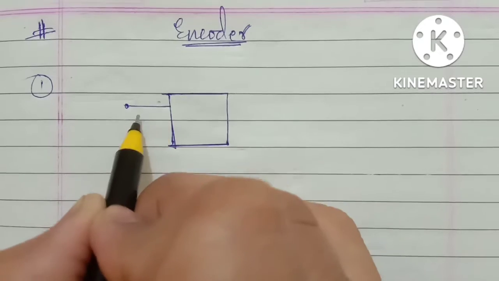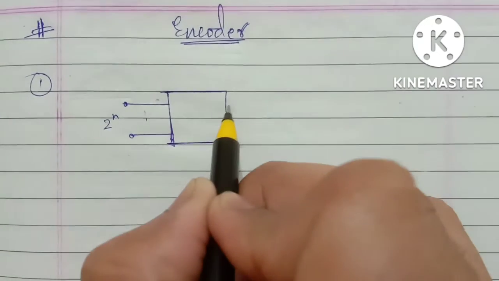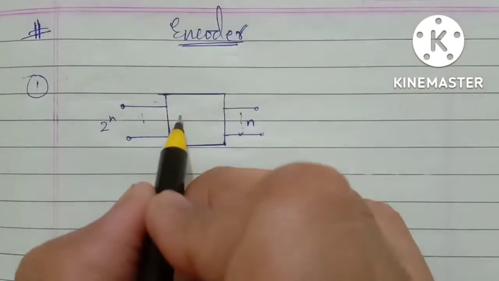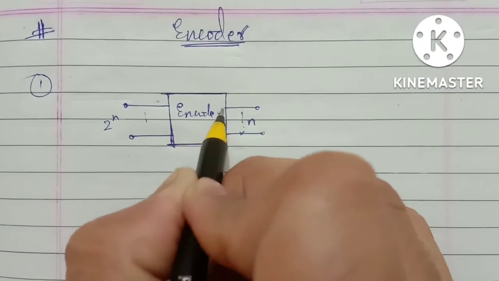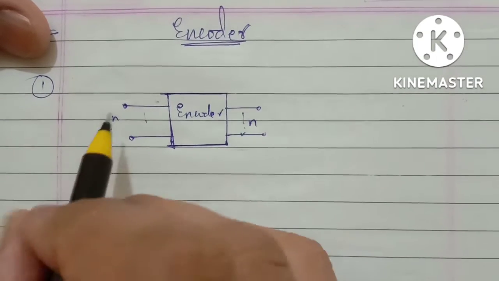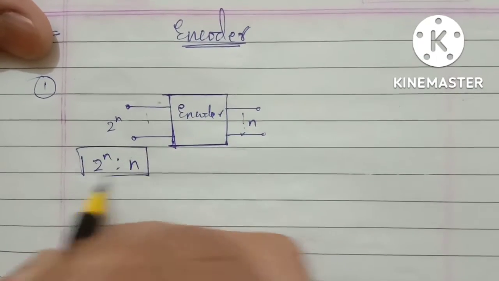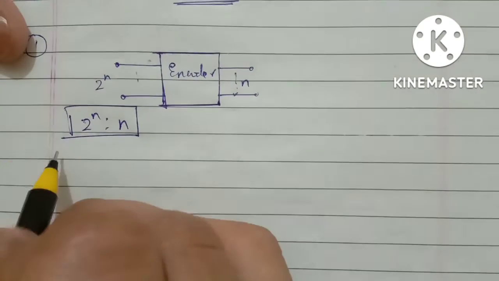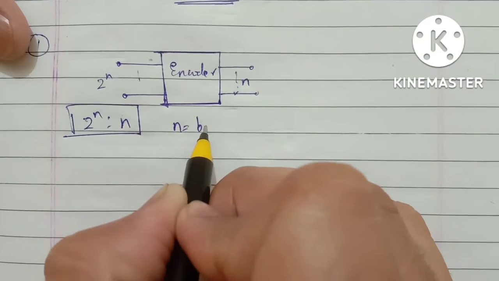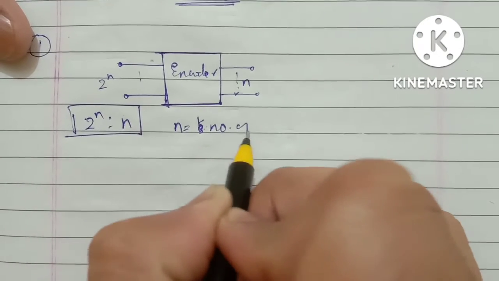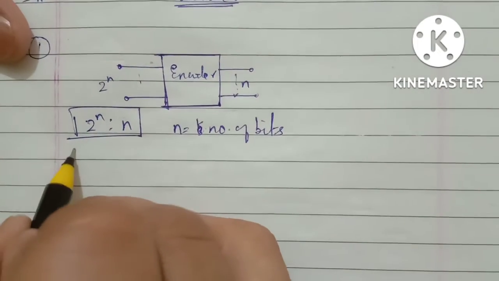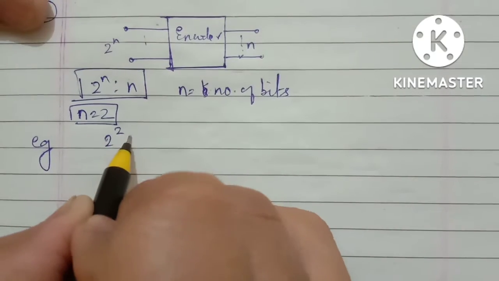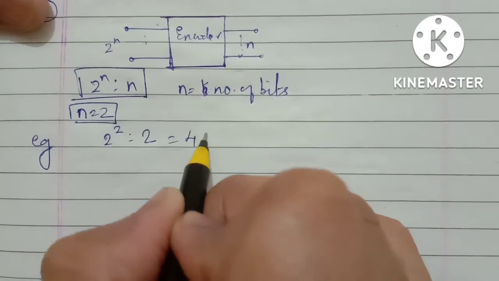In an encoder, there are 2 raised to n inputs and n outputs. This is your encoder. Understood? So you have 2 raised to n is to n. This is the format of writing the encoder. Suppose n is the number of bits. Suppose n equals 2, then 2 raised to 2 equals 4 is to 2.